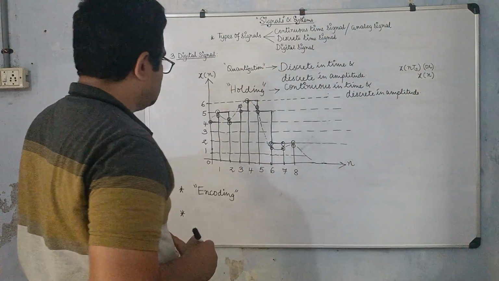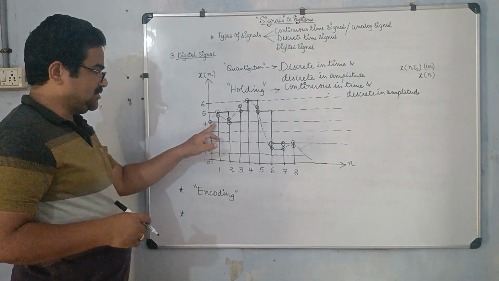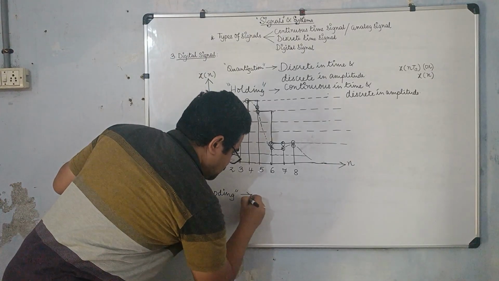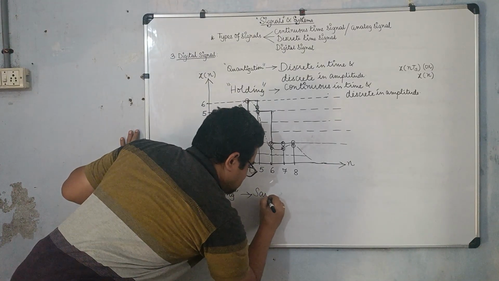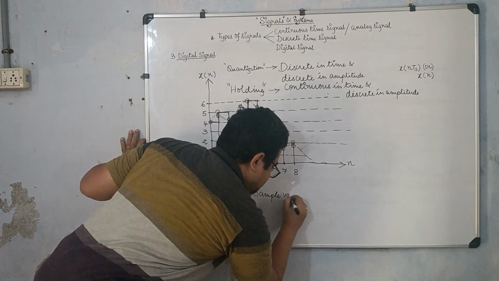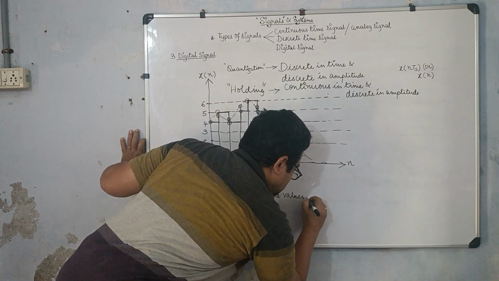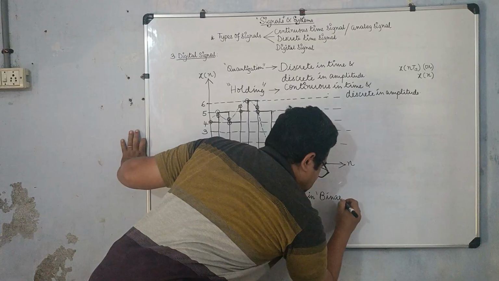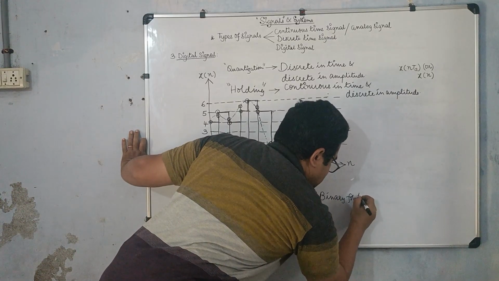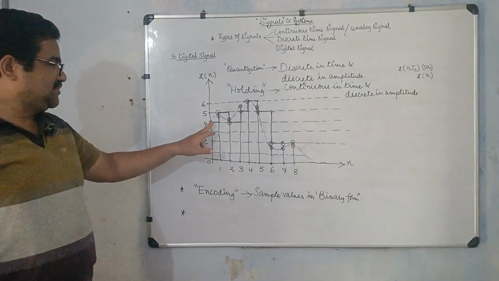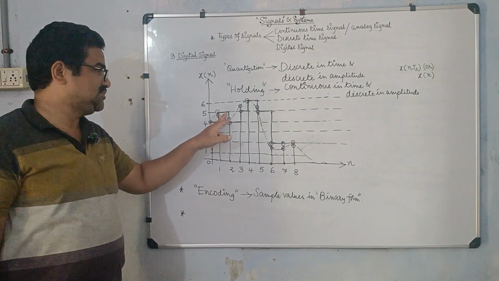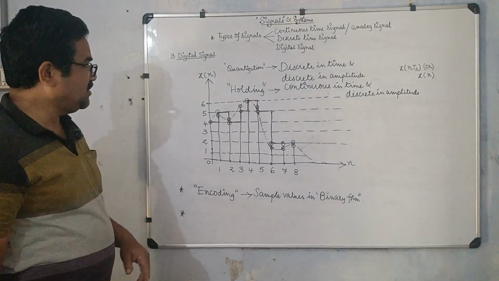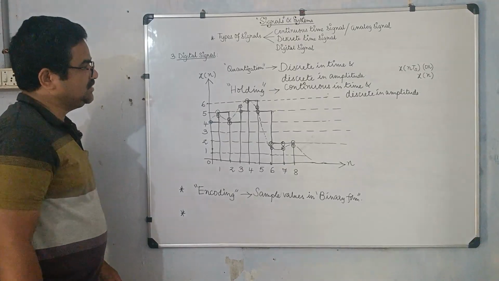Okay, now the last step is encoding. That is, we are representing these amplitudes, like 4 here, 5 here, 6 here, and so on. We are encoding. That is, we are representing the sample values in binary form. Binary means what? Zeros and ones. Okay. So we are representing 4 in terms of ones and zeros, and so on. Then finally, we are getting the binary form. So after encoding, whatever signal you are getting is finally known as a digital signal.